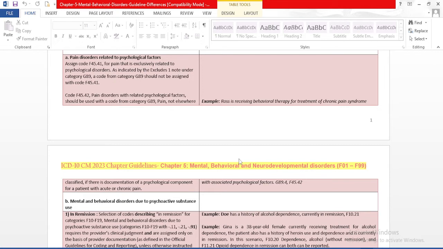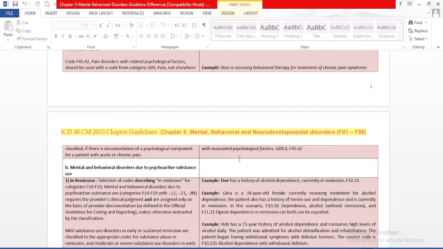So here we can't use G89, as G89 has an Excludes1 note. With G89 we can't use the F45.41 code. G89 is the normal pain unspecified code.